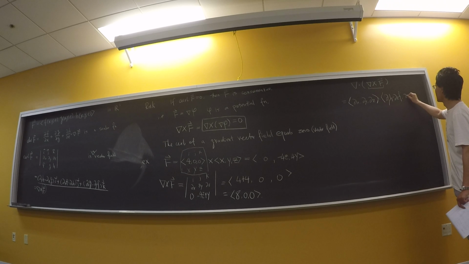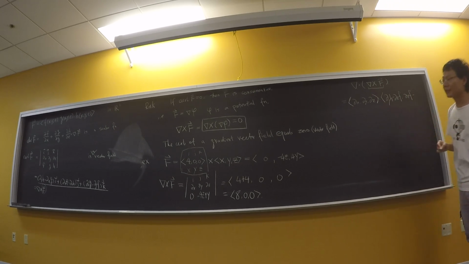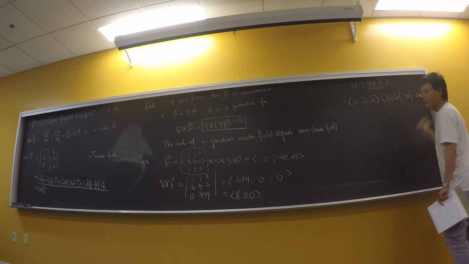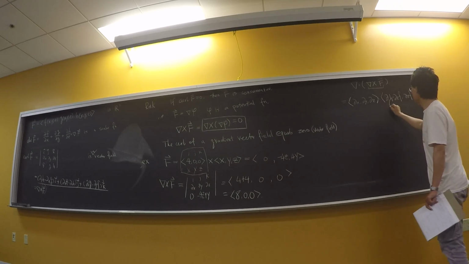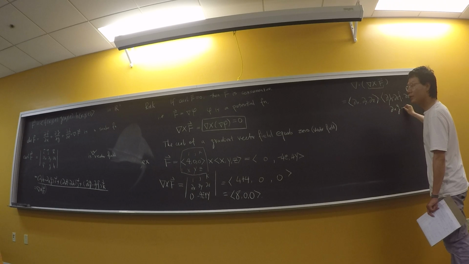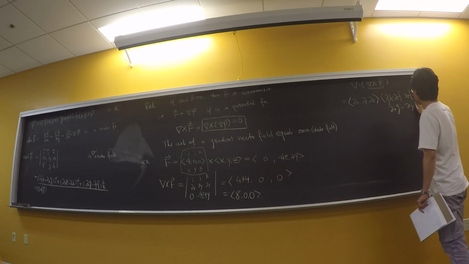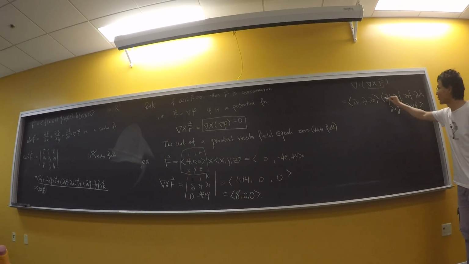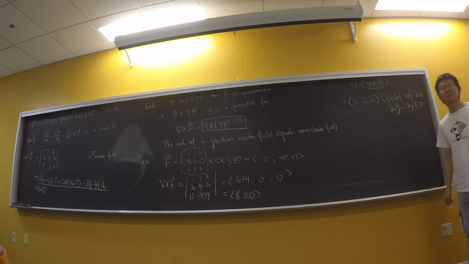Partial z f minus partial x h. And the key component is partial x g minus partial y f. So we're simply doing the cross product between two vectors, the dot product between two vectors. Okay?